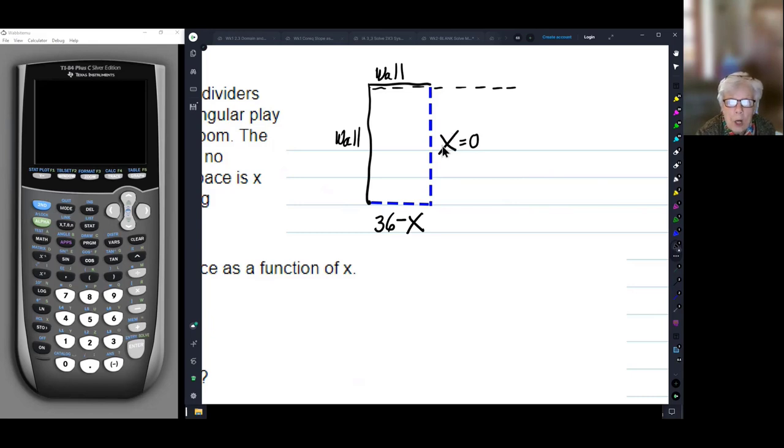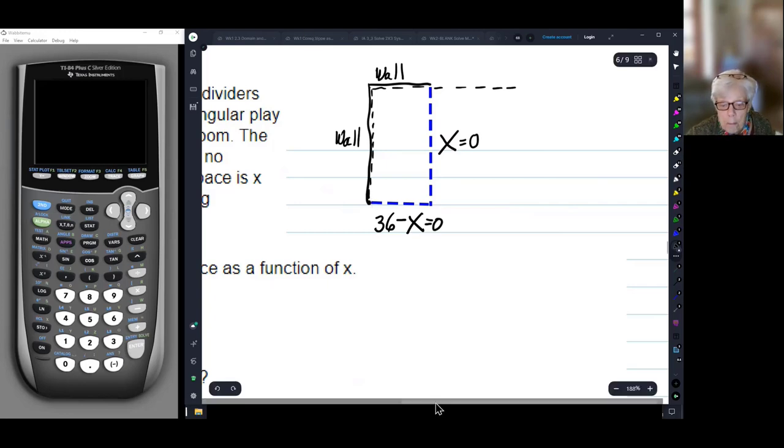That's why I like to use prefab rectangles. Okay, but now, if this side were zero feet long, then all 36 feet of the dividers would be up against this wall, and you would not have a rectangular play space.